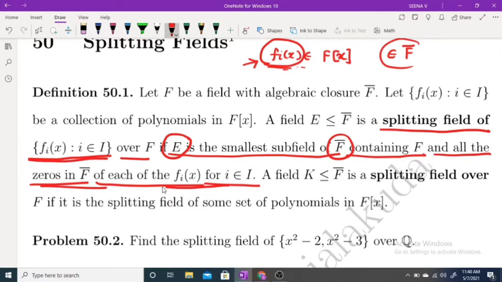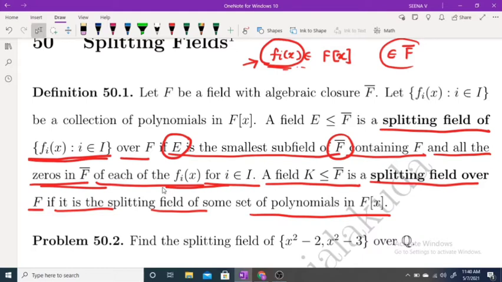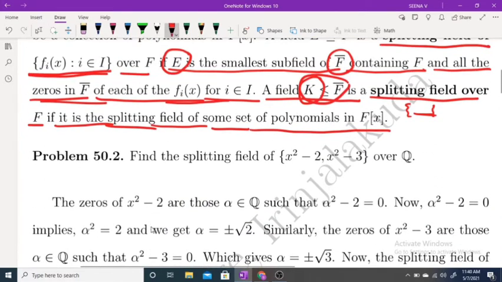Now next, a field K, a subfield of F closure, is a splitting field over F if it is the splitting field of some set of polynomials in F[x]. If you can find a set of polynomials whose splitting field is K, then we call K a splitting field over F. Now moving to one problem.